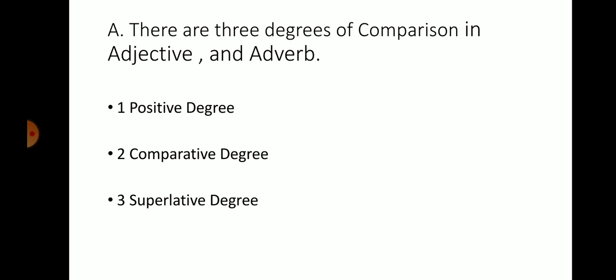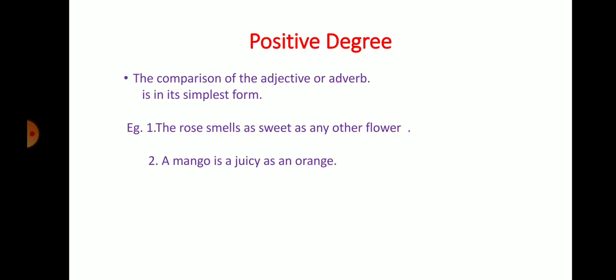Then we have the superlative degree. In this case, a comparison is made when more than two things or people or animals or places are considered. In the superlative degree, it is not one or two, it's more than two people or two things or two places. So in the superlative degree, we are discussing a noun or a place or a thing or an animal in a group, more than three in counting.